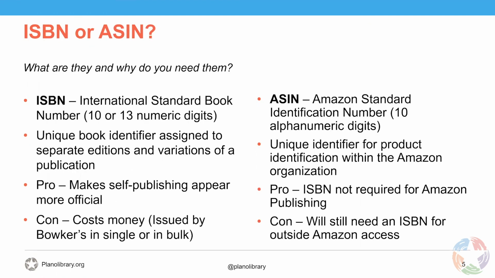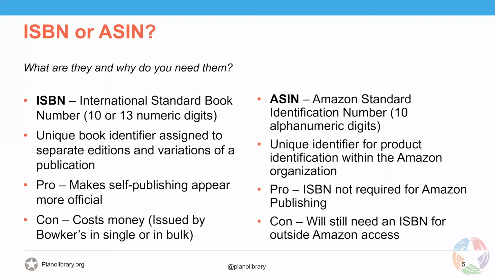So ISBN or ASIN, what are they and why do you need them? So ISBN is an international standard book number, which is made up of 10 or 13 numeric digits. It's a unique book identifier assigned to separate editions and variations of a publication. This is really useful as it makes self-publishing appear more official. It also has a benefit for cataloging and identifying specific editions of books when you're searching for them.